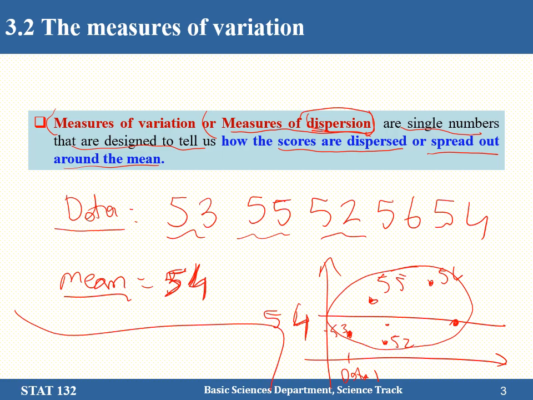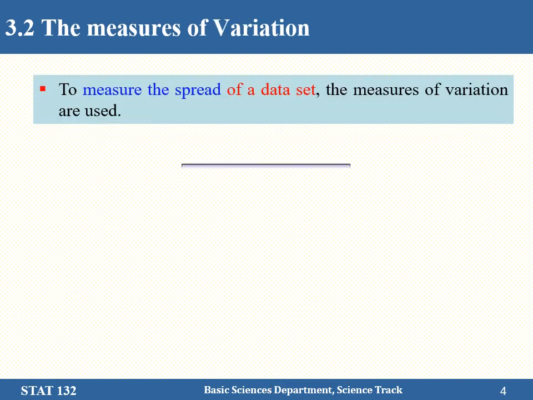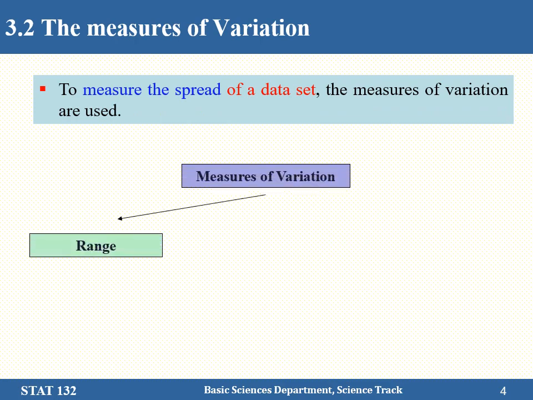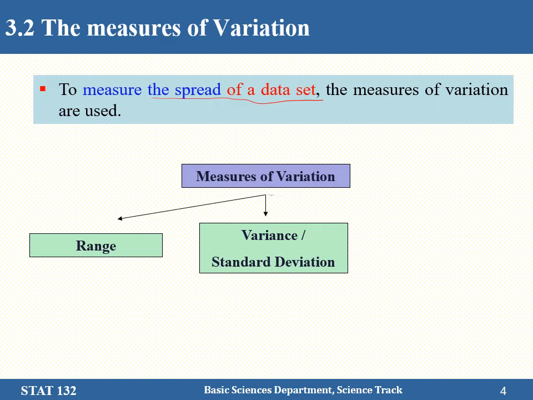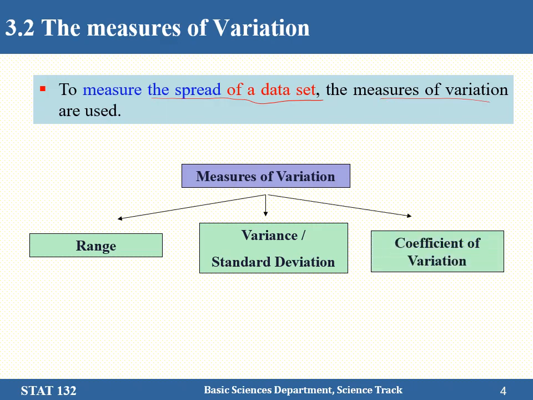Sometimes it happens that your mean is here and your data is very closely spread out from the mean, or it might be very far from the mean. These are all about dispersion or variation. So we will try to measure the variation in different ways. To measure the spread of the data, we have range, variance, standard deviation, and the coefficient of variation. These are the four tools we use for the measures of variation.